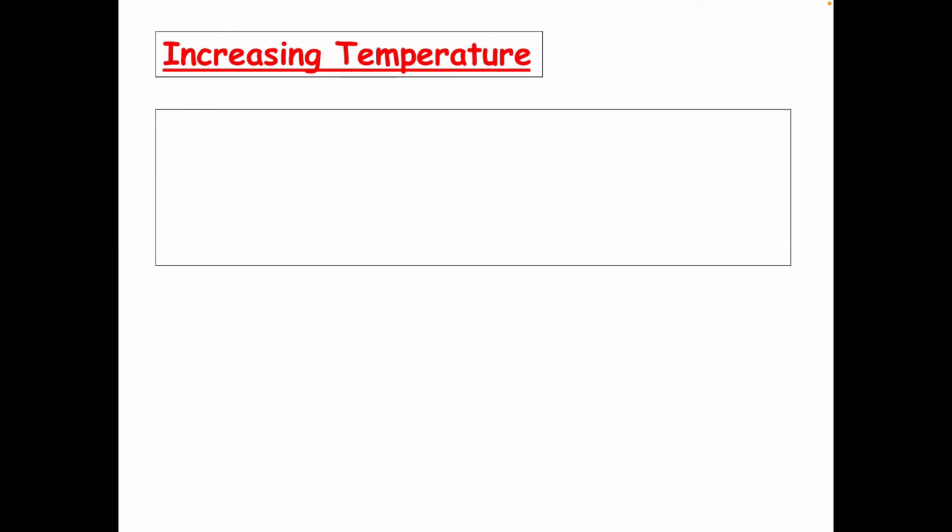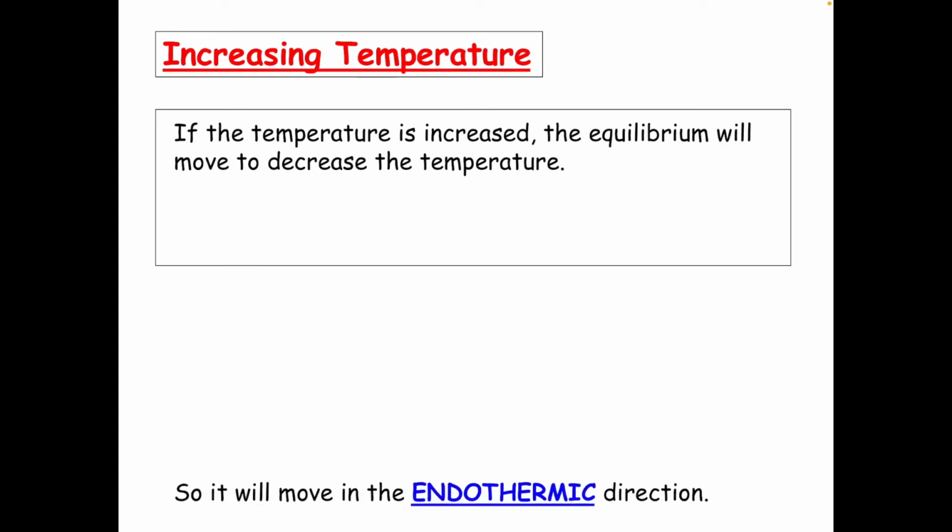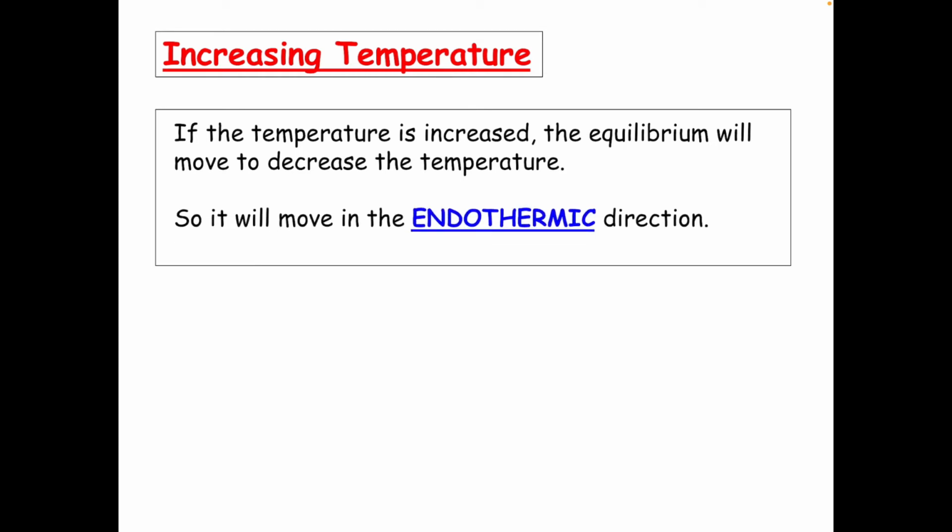So let's look at what happens when the temperature is increased. We know that because of Le Chatelier's principle, if you do something to an equilibrium mixture, then the equilibrium mixture will change to counteract the change that you have done. So if we increase the temperature, the equilibrium will move in order to decrease the temperature. So we'll cancel out the temperature change. You've increased it, it's going to make it go back down. So it will move in the endothermic direction because that is going to absorb energy in and reduce the temperature of the experiment happening round about it.